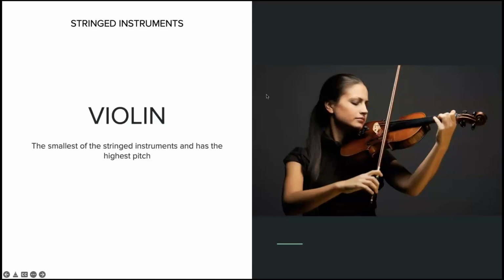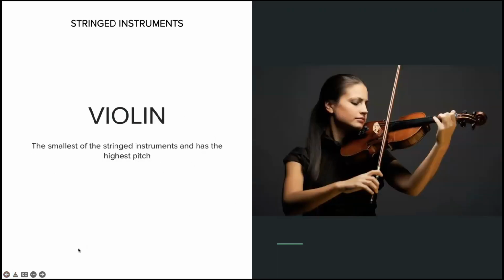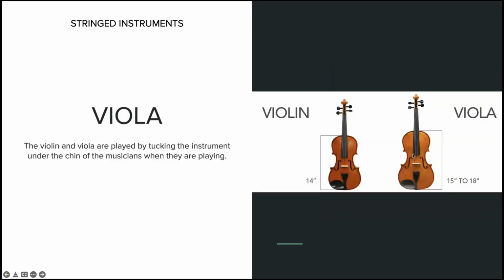So we have the violin. We're all familiar with this. The smallest of the string instruments and has the highest pitch. Among the string instruments, it has the highest pitch. Next is the viola. The violin and viola are played by tucking the instrument under the chin of the musicians when they are playing. So under the chin. But the viola is bigger than the violin. This is the size usually.